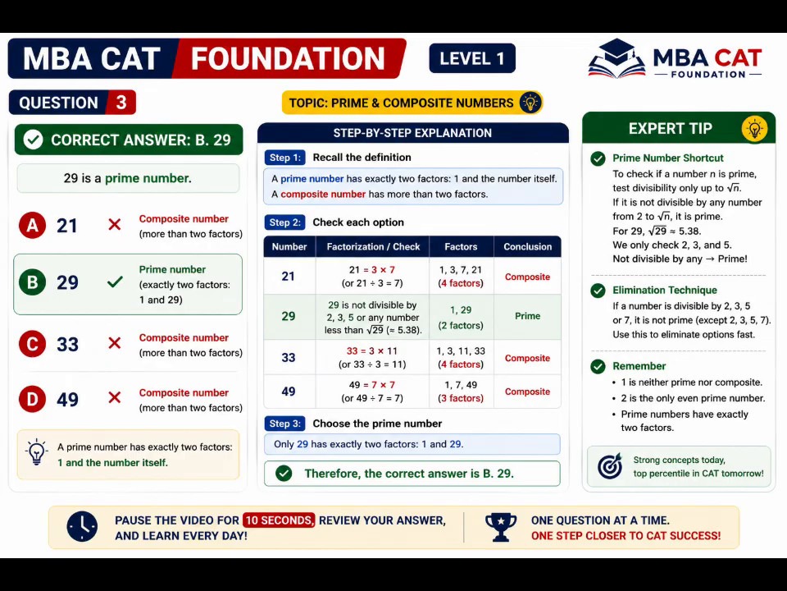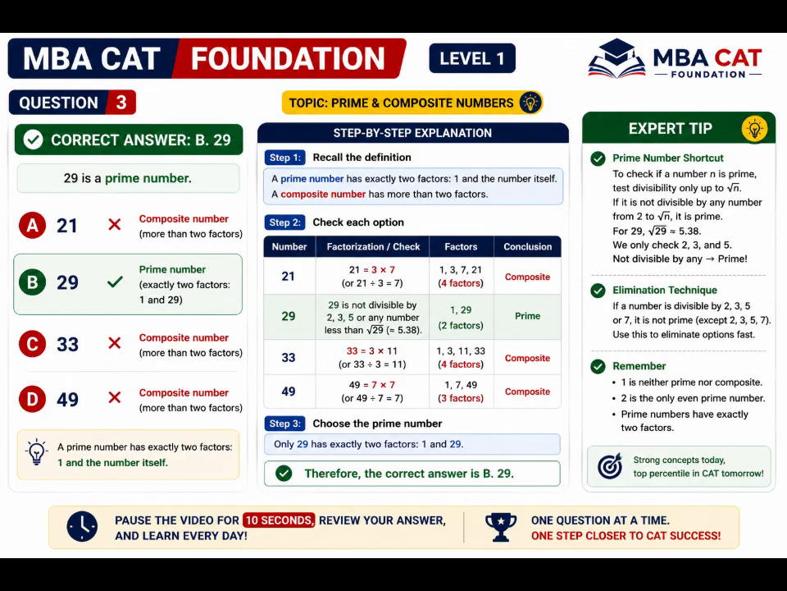Option B, 29. Now let's check 29. Is it divisible by 2? No. Is it divisible by 3? The digit sum is 11, so no. Is it divisible by 5? No, because it doesn't end in 0 or 5. The square root of 29 is a little over 5, so we don't need to check any larger prime numbers. Since 29 is divisible only by 1 and 29, it is a prime number.